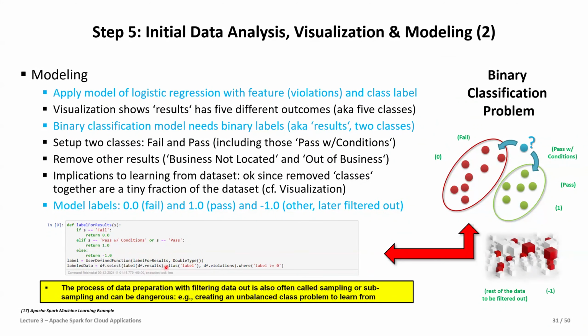And then you just drop the others, select those results which are above 0. In other words, we don't care about the -1 types like business not located and so on. With this, I create the binary classification problem again, by modeling this for mathematical convenience as 0 and 1, different labels, fail and pass. And I merge with the pass with conditions because I think usually the restaurant owners will probably do anything to stay in business, to pass. So this is a typical data preparation step.